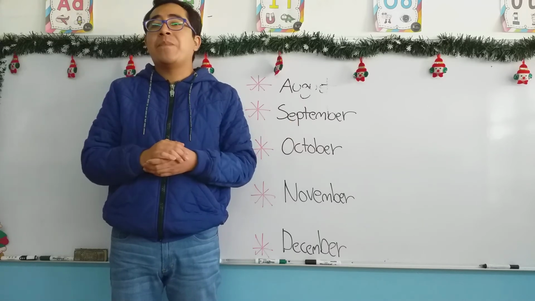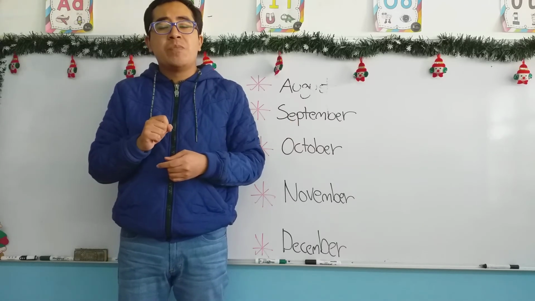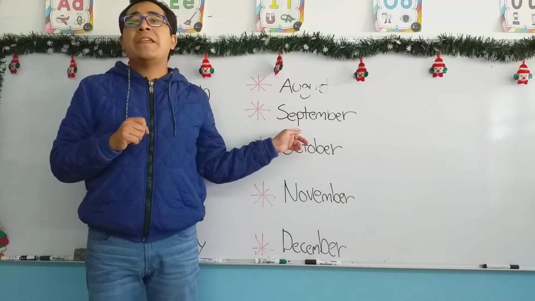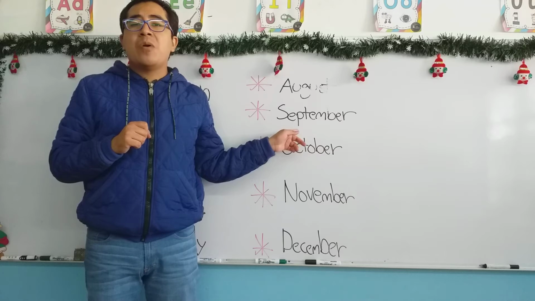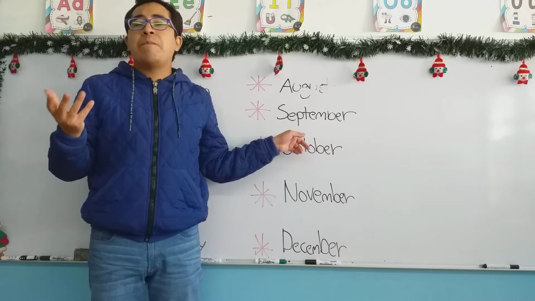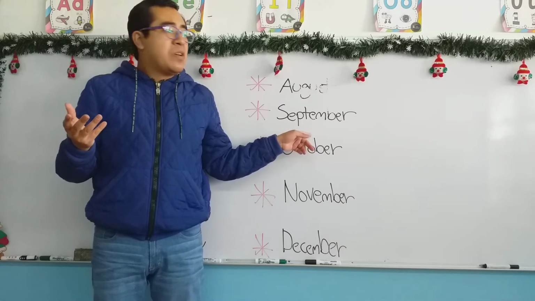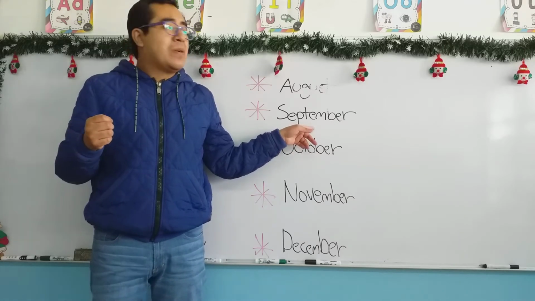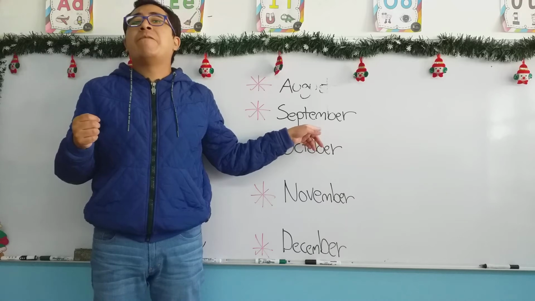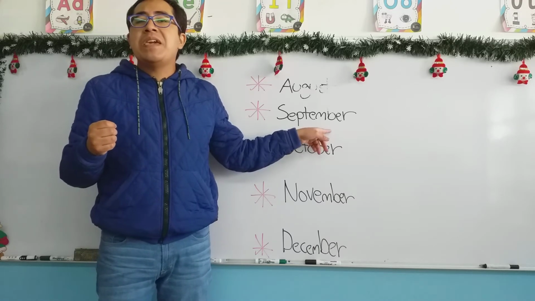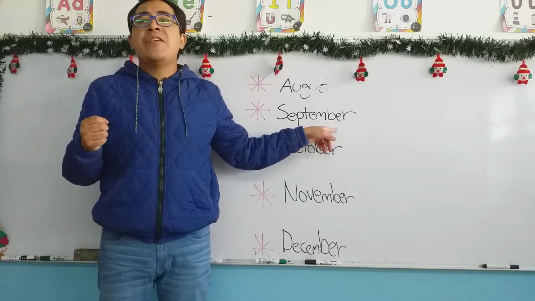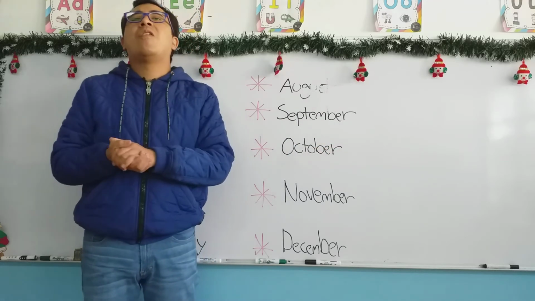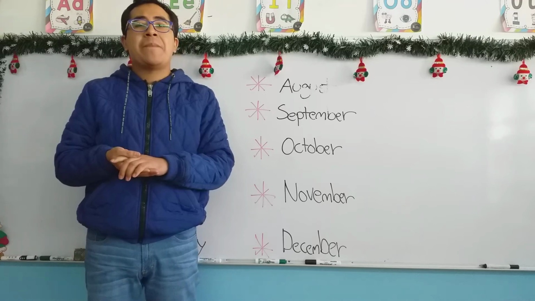That happens on September. Letters for this month, letter S of Samantha, letter E of Emiliano, letter P of pencil, letter T of tomato, letter E of Emiliano, letter M of Mariel, letter B of book, letter E of Enrique, letter R of Raúl. September.